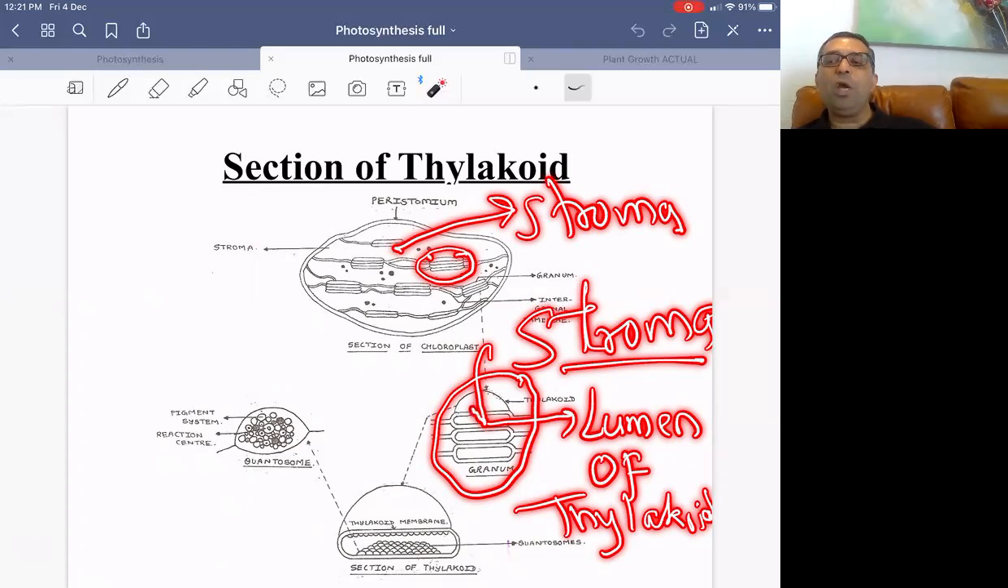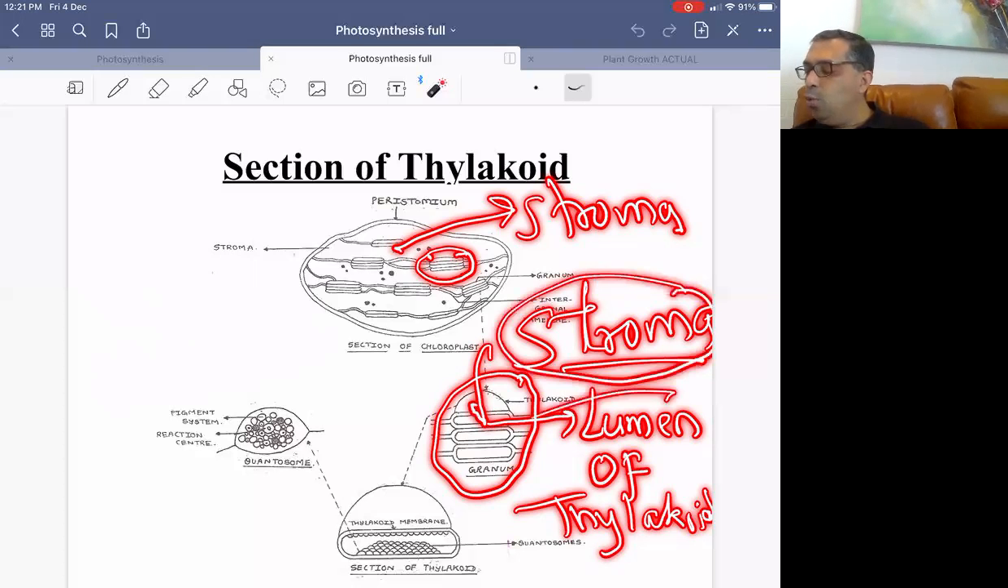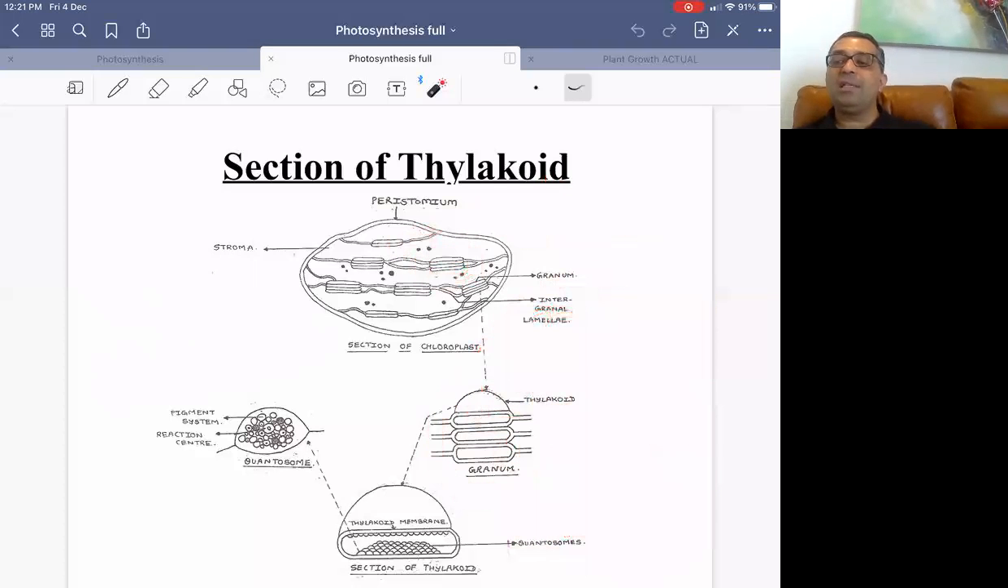So, where was chemiosmosis in respiration? Between the intermembranous space and the matrix. Where is chemiosmosis in photosynthesis? Between the stroma and the lumen of the thylakoid. Beautiful process. Let's understand this.